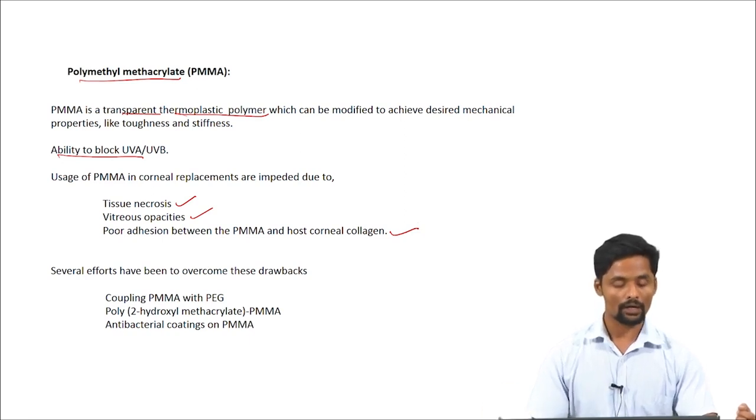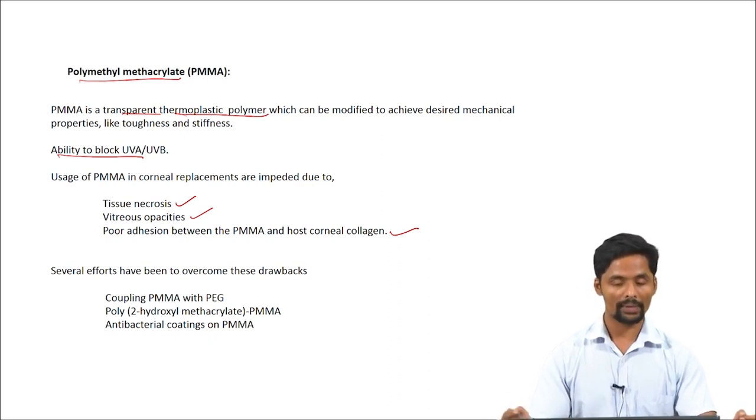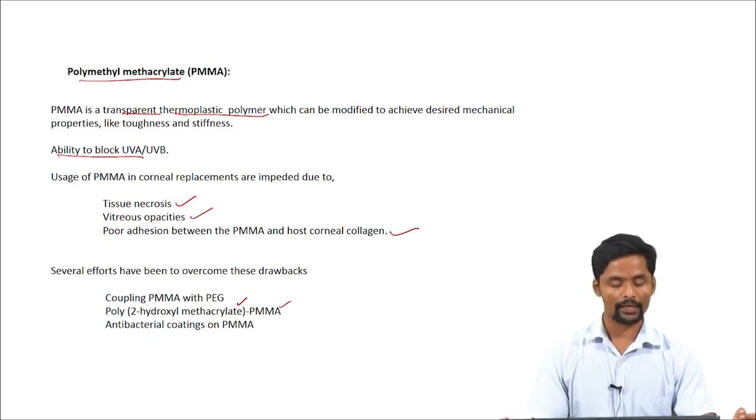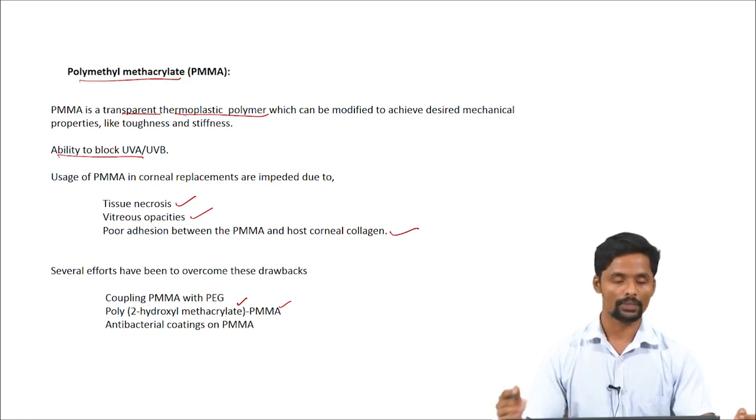Several efforts have been taken to overcome these drawbacks. For example, coupling PMMA with PEG, polyethylene glycol, and they also tried to combine another polymer, polyHEMA, with PMMA. They also tried to improve the antibacterial activity of PMMA by incorporating antimicrobial agents into these PMMA polymers.